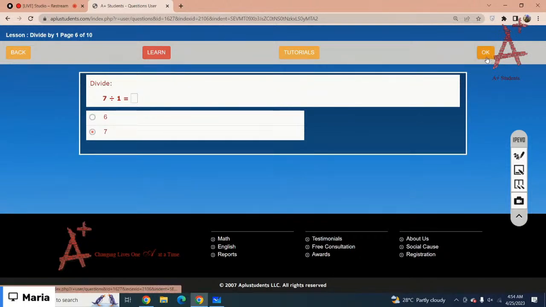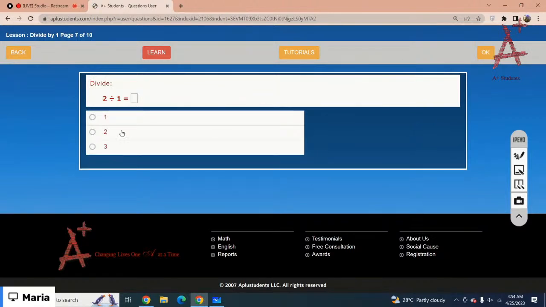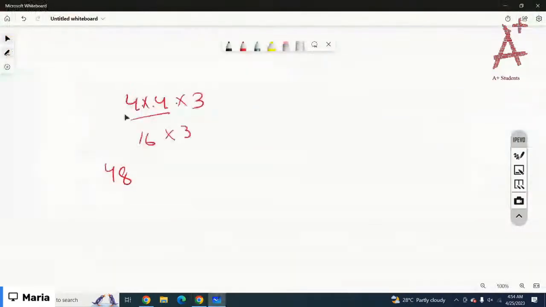So any number divided by 1 equals the same number. Got it? Okay, 2 divided by 1 equals 2. Okay, you can complete the rest by yourself later today.